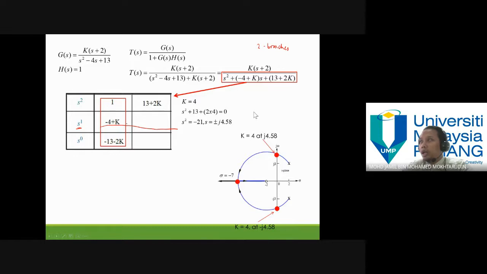Now we can find the breakaway points or break-in points. Okay, so to find the break-in or breakaway points, we use this formula, the summation of 1 over (sigma minus zeros) equals the summation of 1 over (sigma minus poles). Okay, so use your poles and zeros, and then you get sigma equals minus 7. So the break-in point is at minus 7 here.